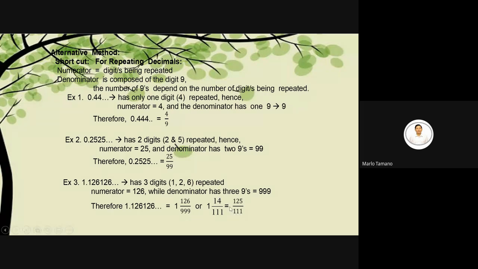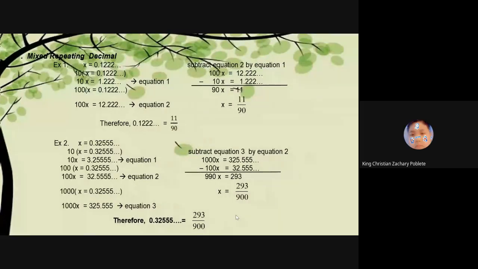Okay? So, kinonvert lang natin yung mixed fraction na ito ng improper. So, 111 times 1 is 111 plus 14, that is 125 over 111. Can you follow? Naintindihan po? Wala na akong estudyante. Nasaan na sila? Naintindihan? Opo, sir. Alright. So, let's continue.